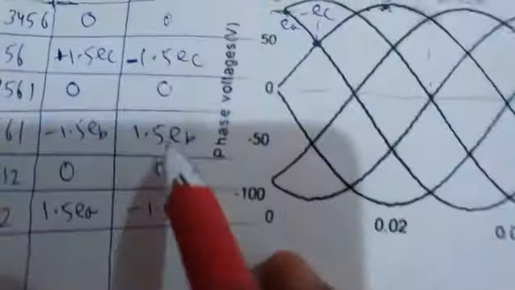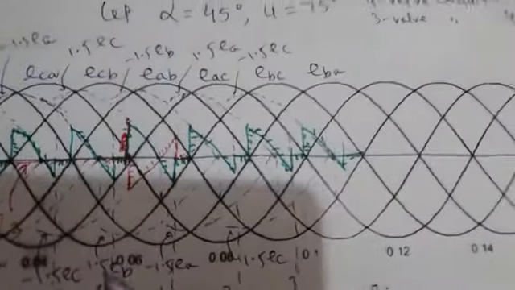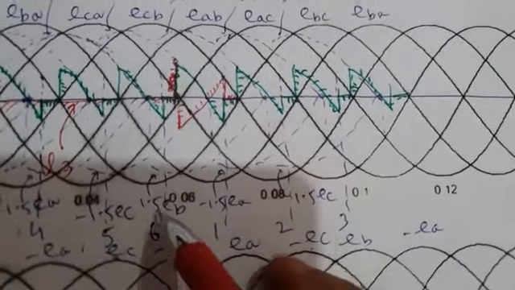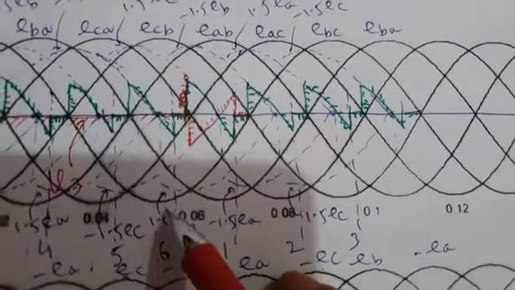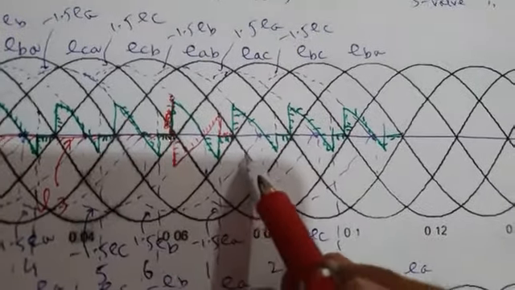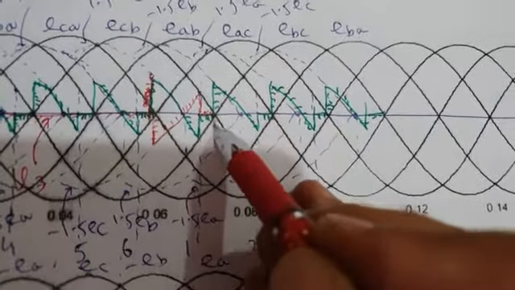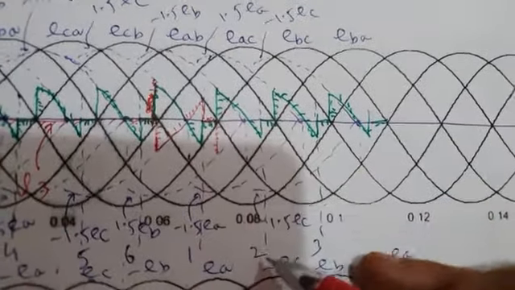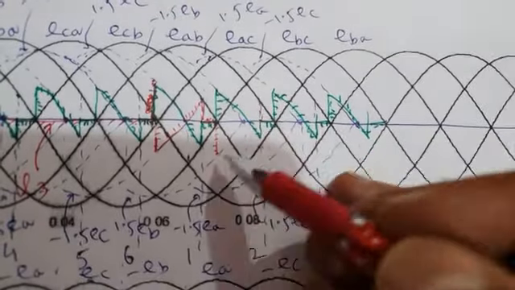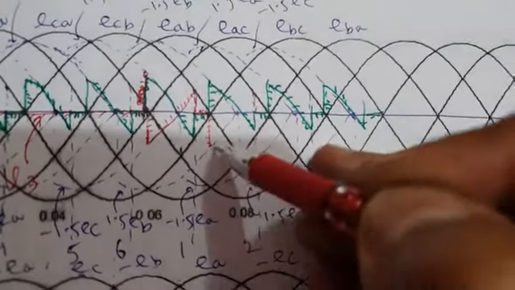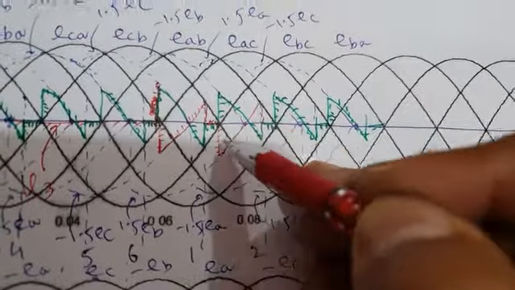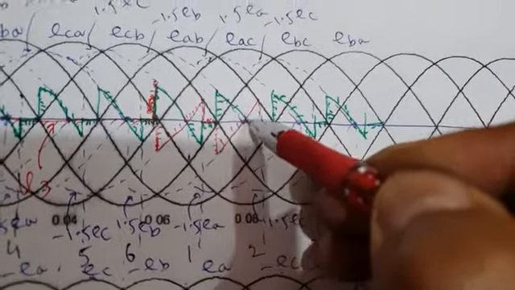And then here it is plus 1.5 EB. Why is it plus 1.5 EB, by the way? See, this is your plus 1.5 EB. It's already marked. This is 1.5 EB. So your valve voltage will jump down and follow this till the next instant of firing, which is when 2 is fired. So this is your valve voltage.